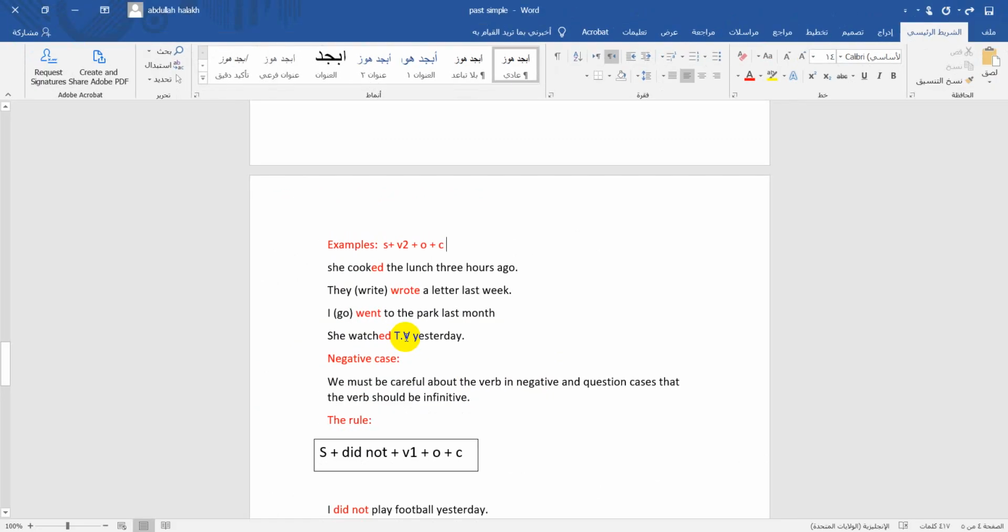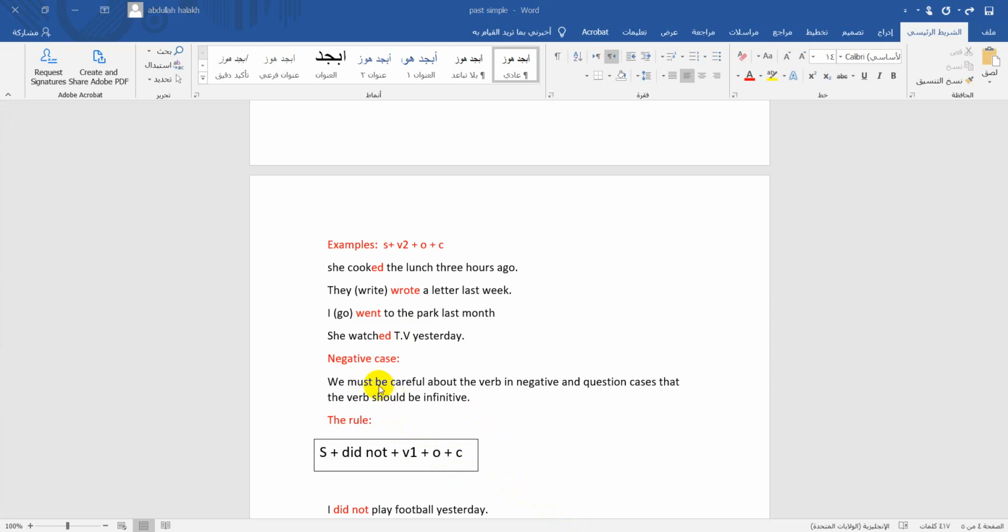ممكن, perhaps some of you ask me, how can I differentiate between the regular and irregular verbs? كيف نفرق بين الفعل الشاذ والفعل النظامي؟ It's only one way. Memorize the irregular verbs. You can differentiate between the both kinds. Okay?